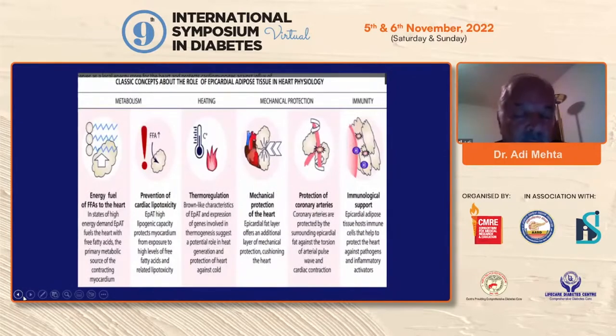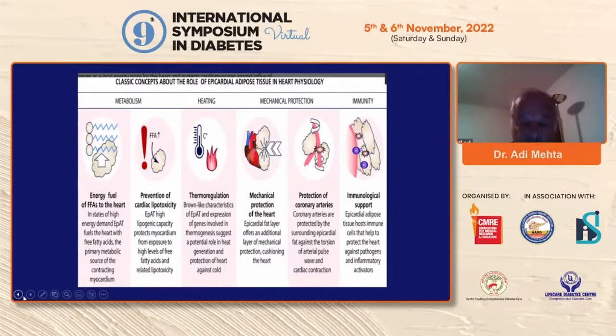Why should we have epicardial fat? First and foremost, it is an immediate energy tank for the heart. In times of stress, it can take a lot of energy from that area. It also is able to prevent cardiac lipotoxicity, in the sense that it buffers some of the free fatty acids coming in. It acts as a filter before the myocyte actually has to see the free fatty acids.